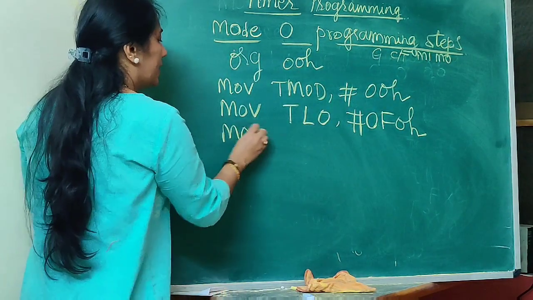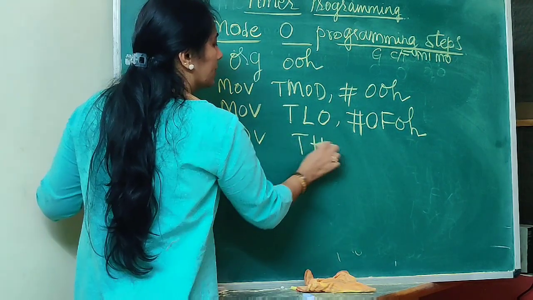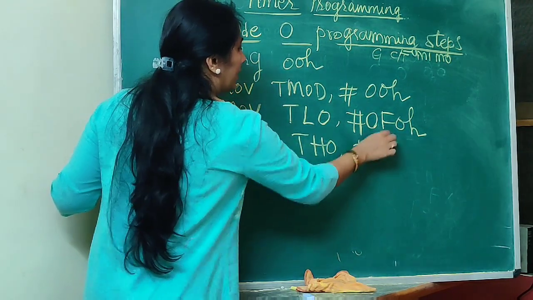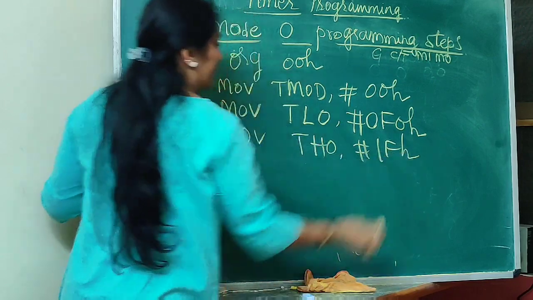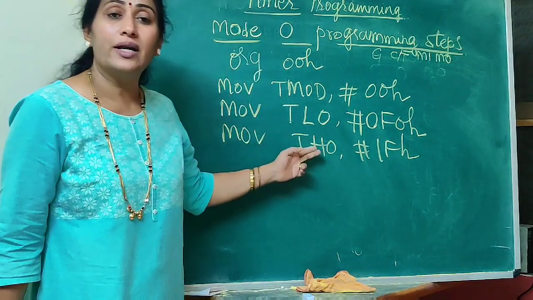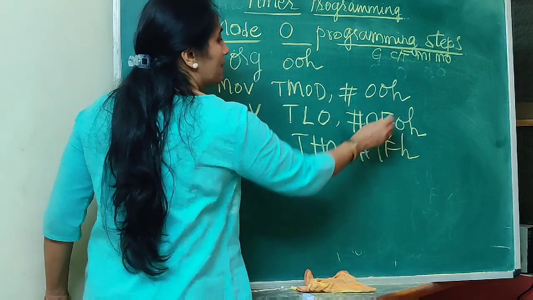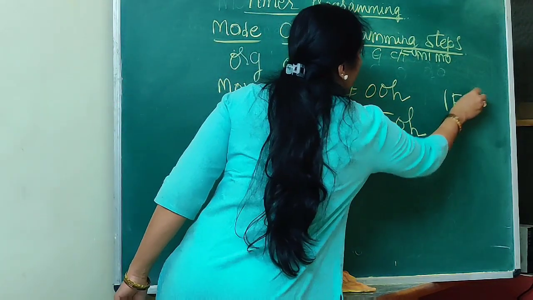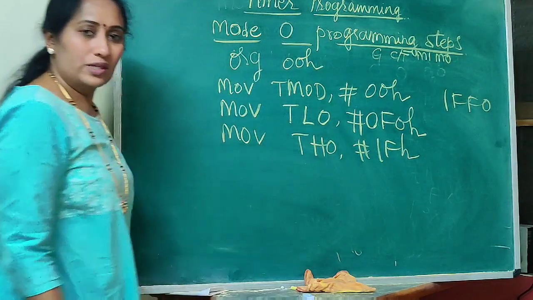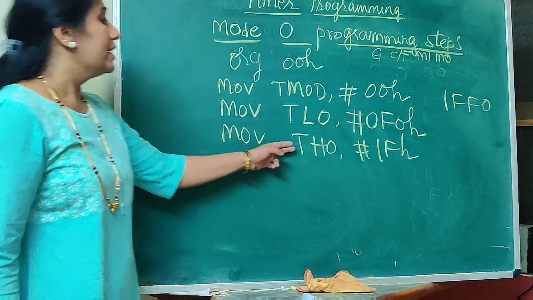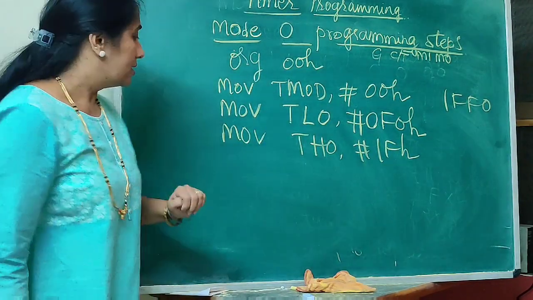Then let me write the higher byte in TH0, say that is 1F hex. That means what count have I loaded in TH and TL? The higher byte is 1F and the lower byte is F0. That means I have loaded 1F F0. This is the count which I have loaded in the TH and TL.